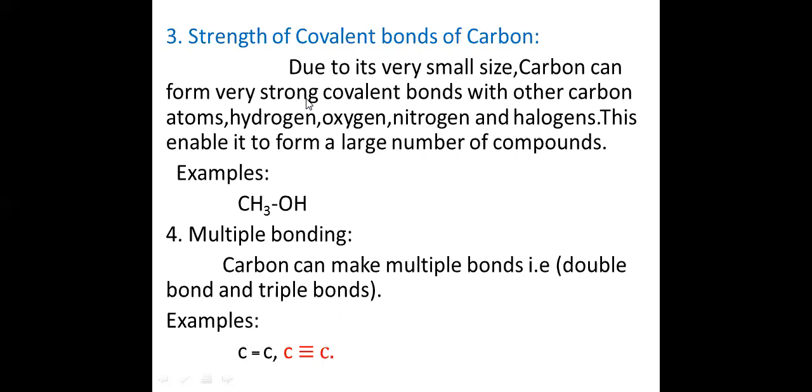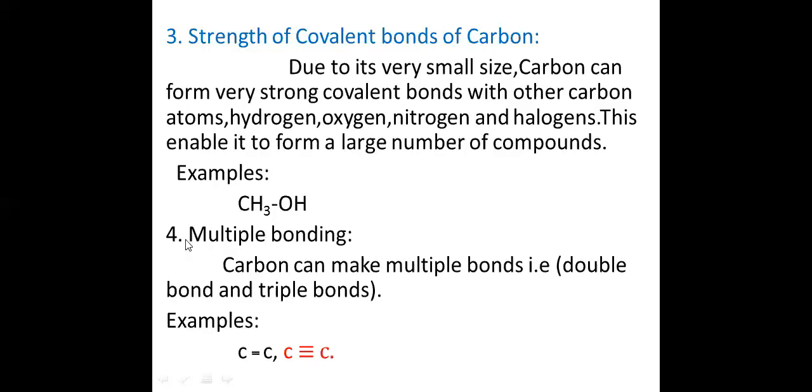An example of carbon making a bond with oxygen is methanol. You can see CH3OH. It means in this case carbon is making bonds with oxygen and hydrogen, or with a hydroxyl group. So in this type of compound carbon is making a strong bond with other atoms as well, like oxygen. This is also one of the reasons that we have millions of organic compounds in our surroundings.